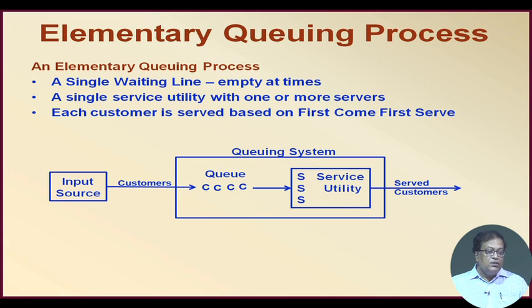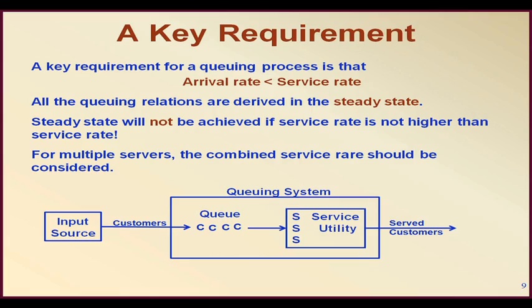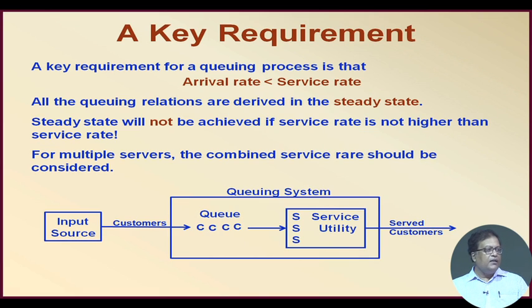Sometimes there could be situations where the served customers are also waiting in the queuing system, then the system becomes more complex and analysis will be that much more difficult. This point I have already told that there is a key requirement. What is that key requirement? That arrival rate should be less than the service rate, right.